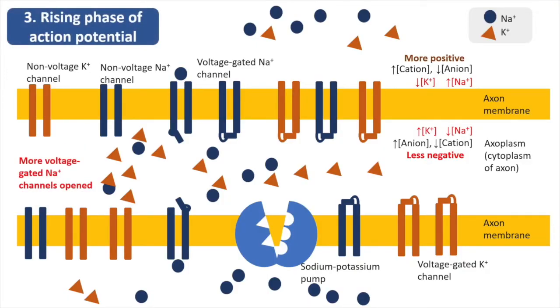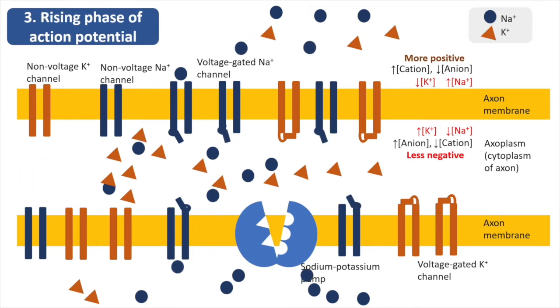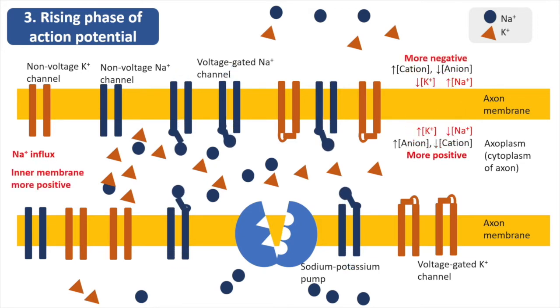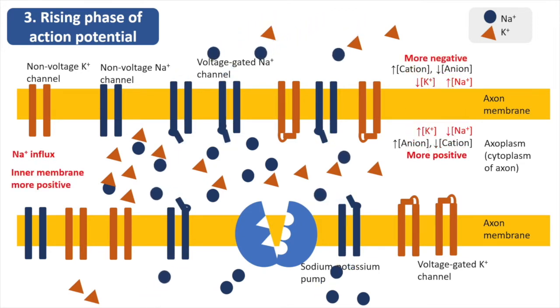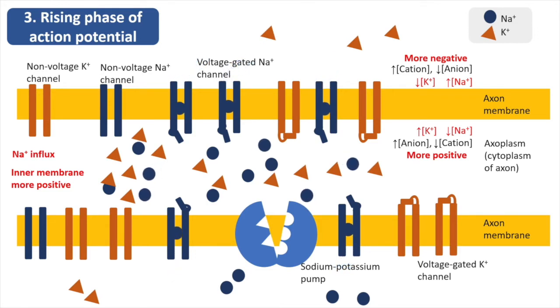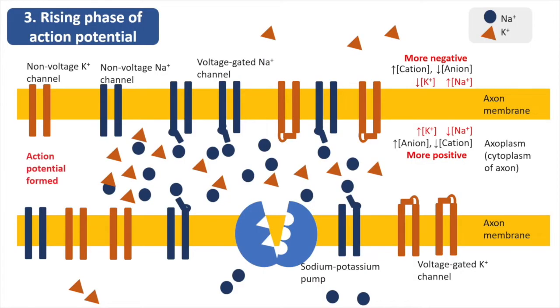The third event is the raising pace of action potential. Depolarization triggers more voltage-gated sodium ion channels to open. This will cause more sodium ions to influx into the axon. The inner membrane becomes more positive, which is about 50 mV at peak. Action potential is formed. Voltage-gated potassium ion channels remain closed.